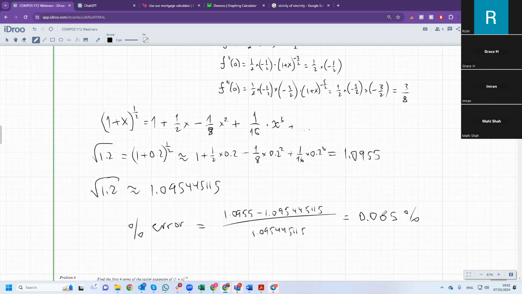So if you were ever asking yourself, how does the calculator know what the square root of 1.2 is? Oh, that's how. The calculator doesn't know the square root of 1.2, but it knows that the square root is a series, a Taylor expansion. So it knows the Taylor expansion for 1 minus x, and this is how it works out the value. So all the calculator values are approximations.